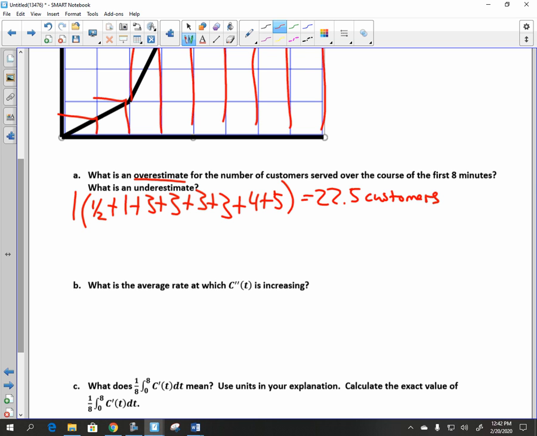How do we do an underestimate? The left hand will be an underestimate in this situation, so I've got 1 times. Now, what's going to change in my numbers here? I could keep them pretty much the same, but what's my first value going to be? 0. And then I lose the 5, right? So it's going to be through 4. If I simply take 5 off of this, that's all it's going to change. So I'll get 17.5 customers. So would you guys say that 20 would probably be our best estimate? 20? We all agreed there?